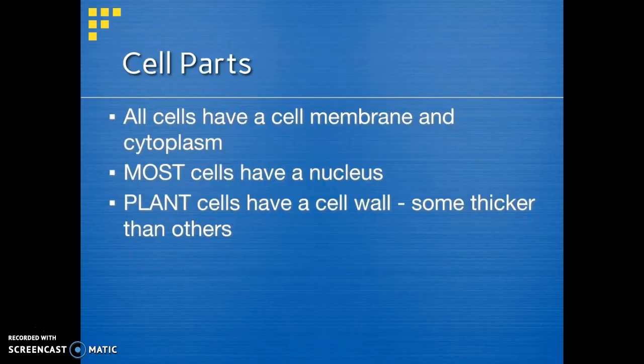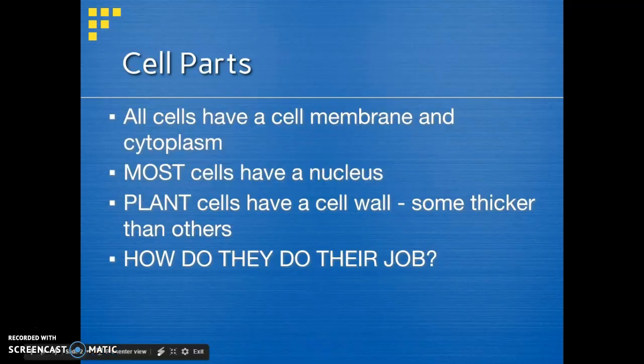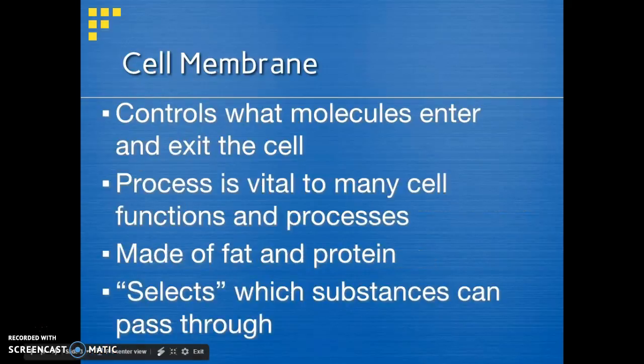In some of the cells we could see a nucleus, and most cells have a nucleus. We could see that plant cells have a cell wall and that some of those cell walls are thicker than others. And now we want to spend more of our time thinking about how those parts actually do their job. So this week we've been looking specifically at the cell membrane, and it does control what molecules come and go from the cell. It's a really important process for cell functions.